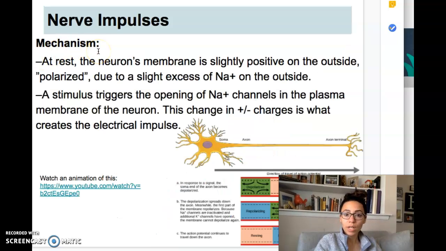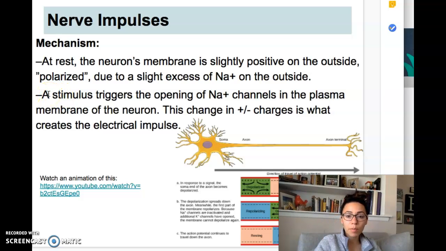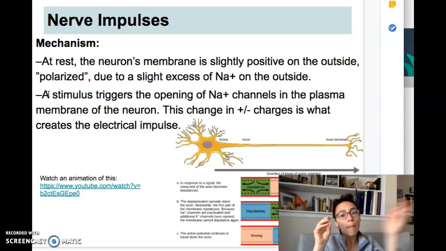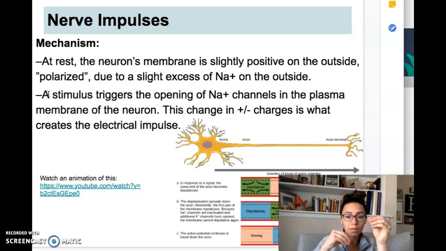At rest, the neuron's membrane is slightly positive on the outside. It's called polarized because of a slight excess of sodium on the outside. Sodium ions have a positive charge. When it's triggered by a stimulus, so when the dendrites are getting some kind of information from the outside world, it triggers the opening of those channels in the plasma membrane of the neuron, and essentially active transport pumps those sodiums inside the cell, so that there's a greater concentration of those positive charges on the inside of that cell.